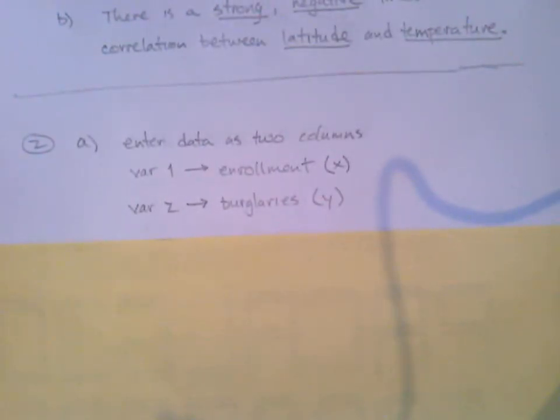Okay, so once you have your Statcrunch up and you're looking at the empty spreadsheet, enter the enrollment data as the variable 1 column. So we're going to create 2 columns, one for the enrollment, one for the burglaries. Create your first column for the enrollment data. We're going to think of that like the X variable. And the burglary data, put that under column 2. We'll think of that like the Y variable.